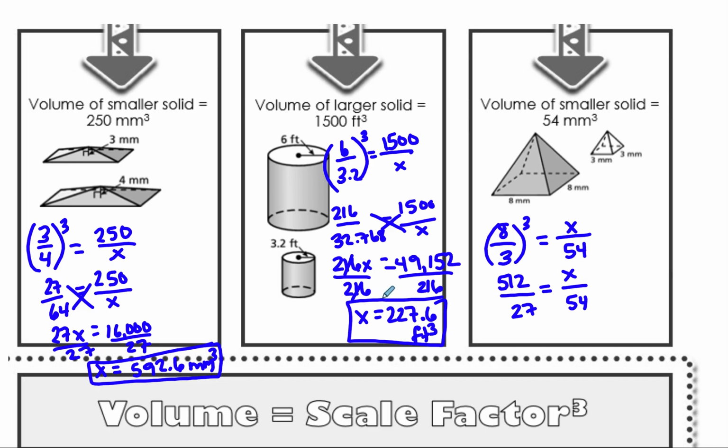Okay, this one happens to have a multiplication pattern, so I'm going to use that strategy to solve here. I know that 27 times 2 equals 54. So I'm going to do 512 times 2 to get my x. So 512 times 2 gives me x equals 1,024 millimeters cubed.